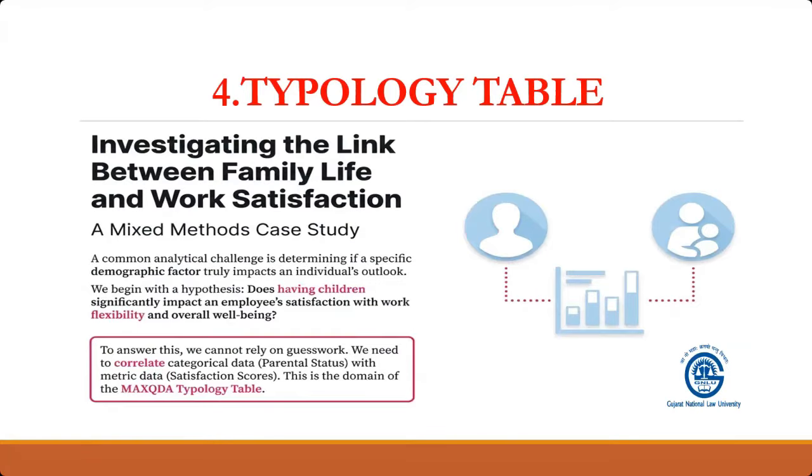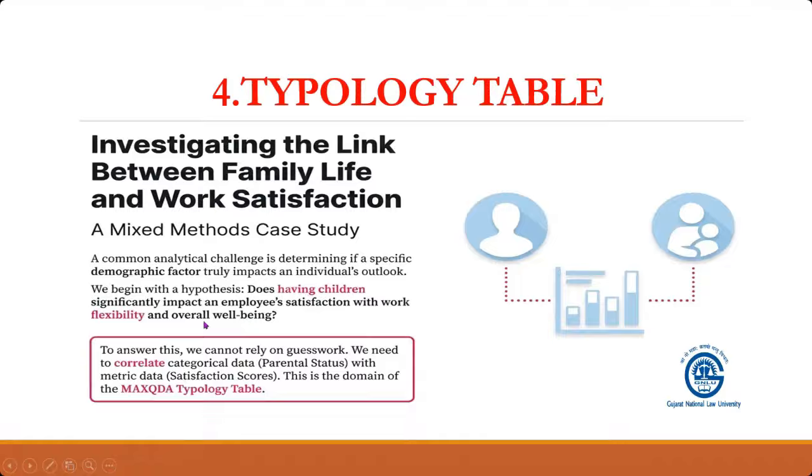Next one we have this typology table. A common analytical challenge is determining if a specific demographic factor truly impacts an individual's outlook. We begin with a hypothesis: does having children significantly impact an employee's satisfaction with working flexibility? Right now we have done this by way of cross tabulation. Now we are going to do it for the typology table. Does having children significantly impact employee satisfaction with work flexibility and overall well-being?